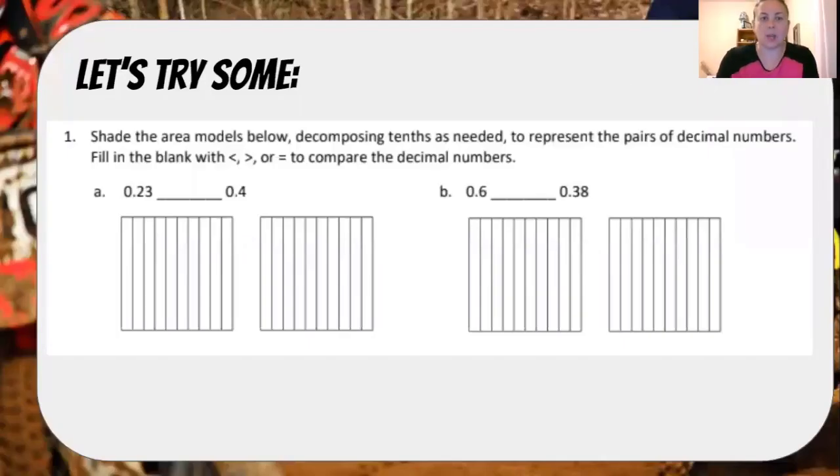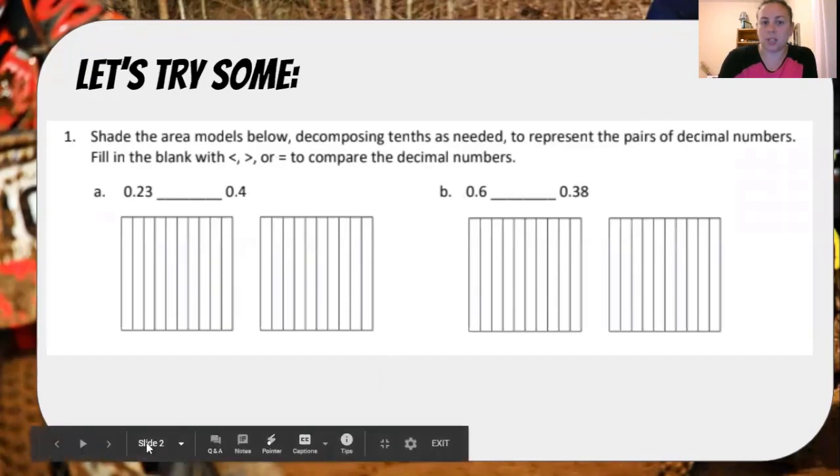Hey, welcome back. Now we're going to try 3 problems. So the first problem, shade the area models below, decomposing tenths as needed to represent the pairs of decimal numbers. Fill in the blank with less than, greater than, or equal to compare the decimal numbers. All right, so go ahead and give this one a try. Pause the video, and when you are finished, go ahead and resume so we can do number 2.